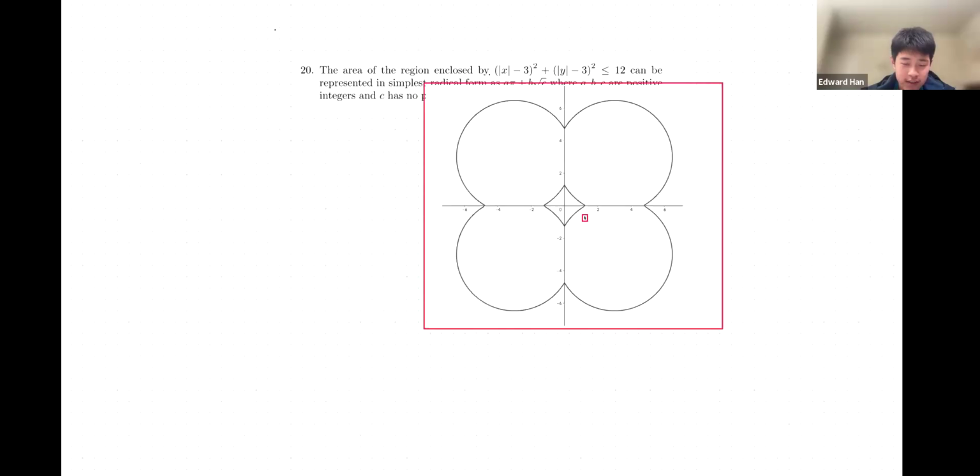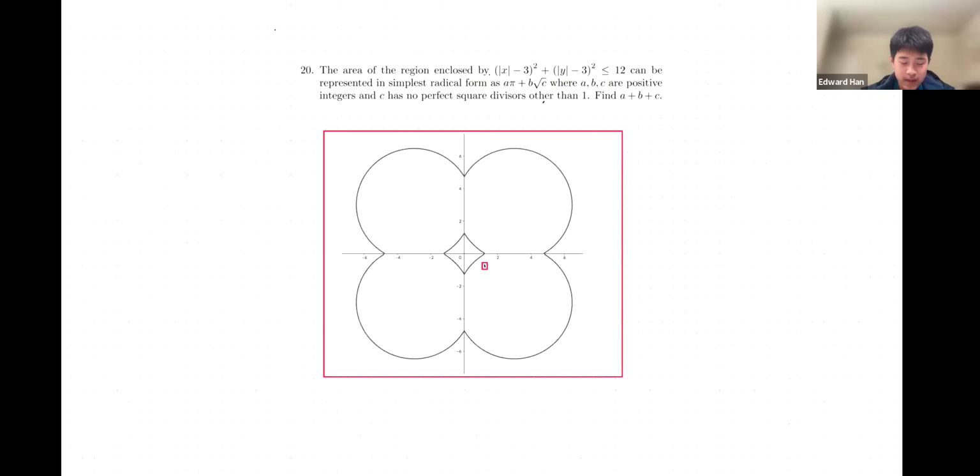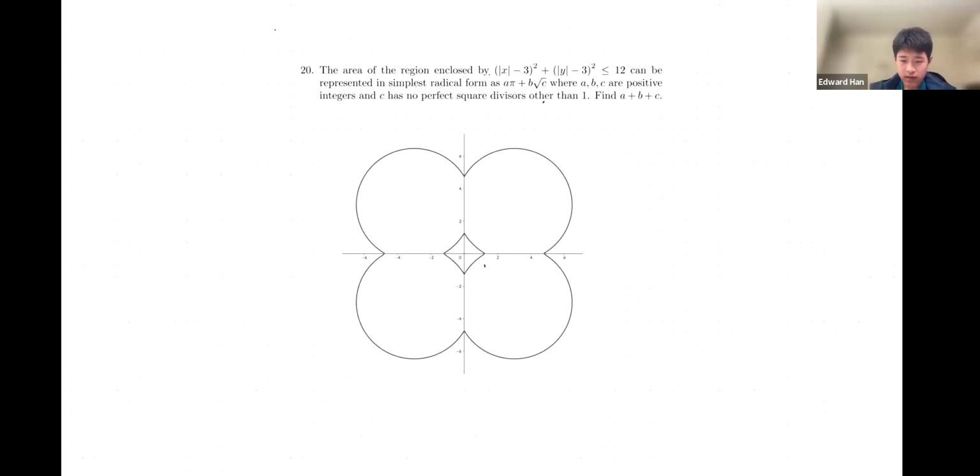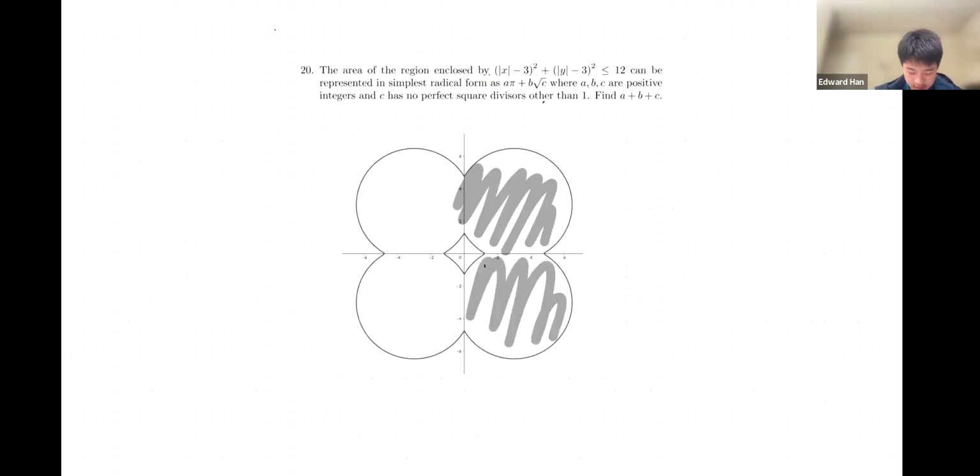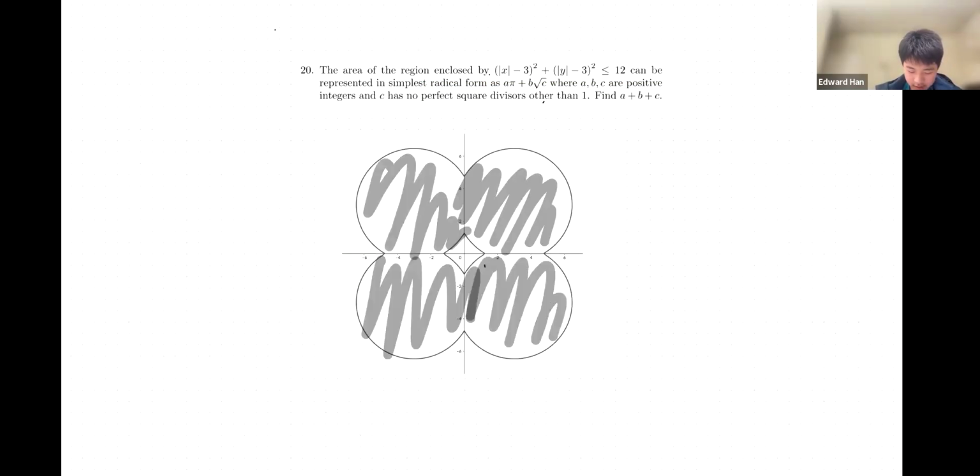Okay. So here's a graph of the equation. And so what we're trying to find here is the region we're trying to do less than. So I draw, okay, here we go. We're trying to find this region here enclosed by these four roundish shapes outside of this diamond and inside this circle.